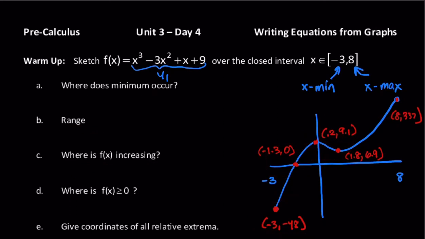Now, it doesn't specify set notation or interval notation. Usually we like to follow the format of the domain. So I'm going to answer all of these in interval notation, but if you use set notation, it's not wrong. First, where does the minimum occur? It should say the minimum. And the minimum is here. It's not a relative minimum. It just says the minimum. So it's going to be that one. It occurs at negative 3, negative 48.